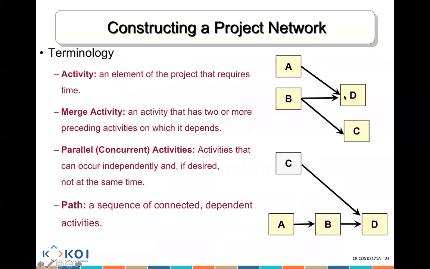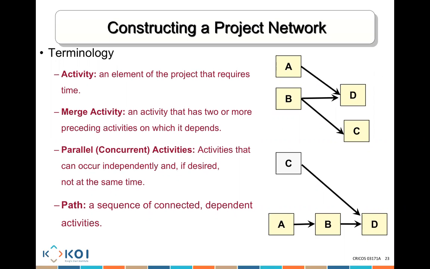This activity here, because there are 2 arrows going to it, we call it a merge activity. Any activity that has 2 or more preceding activities on which it depends. So D depends on A and B. They merge in D, and then from there we'll be able to start working on that activity. Some activities are parallel, which we can start working on at the same time. They are independent. I can work on A and B at the same time. I can work on A and C at the same time. That's something we bear in mind.